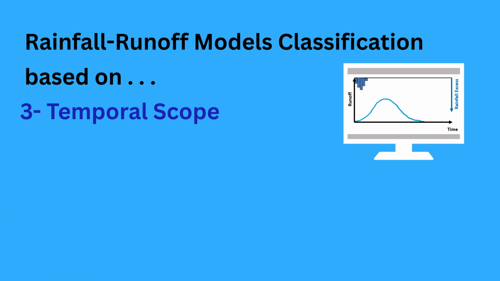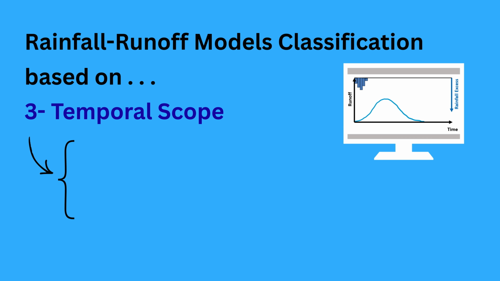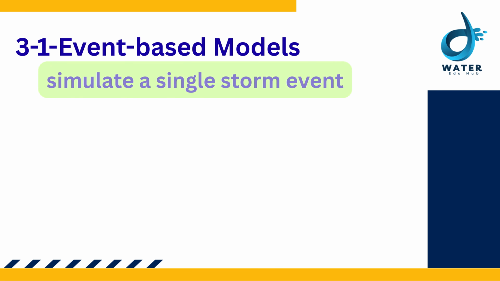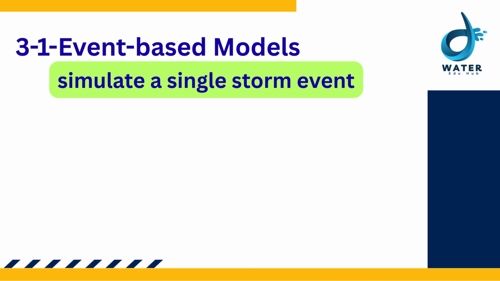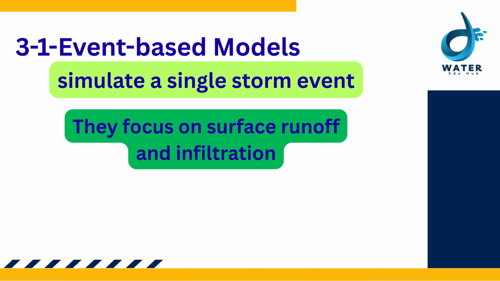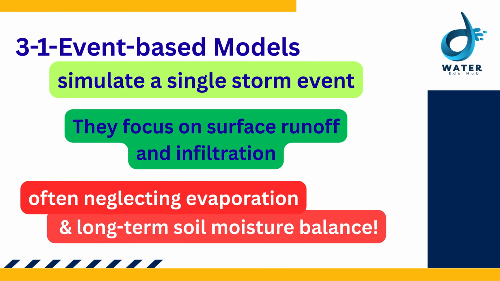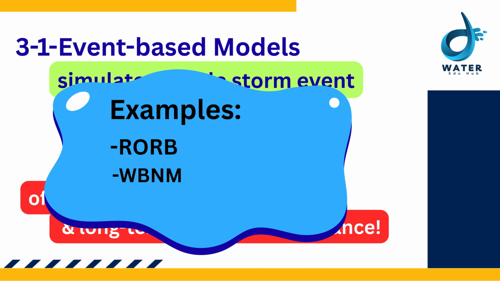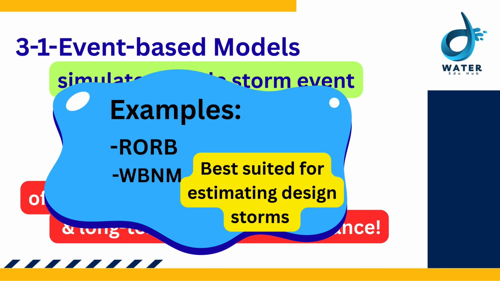Based on the temporal scope, the rainfall runoff models can be classified into two main groups: event-based models and continuous models. The event-based models simulate a single storm event. They focus on surface runoff and infiltration, often neglecting evaporation and long-term soil moisture balance. Examples are RORB and WBNM. These models are best suited for estimating design storms.